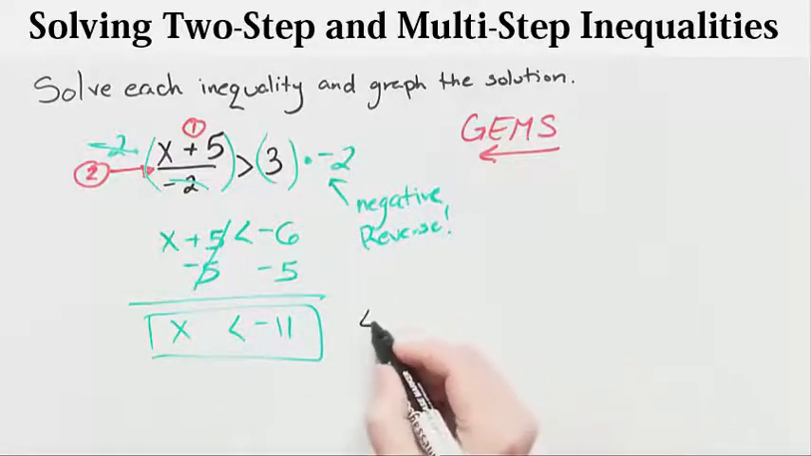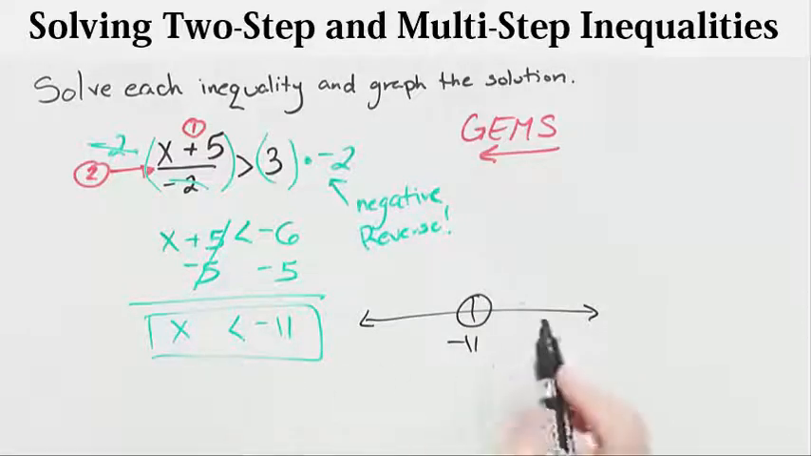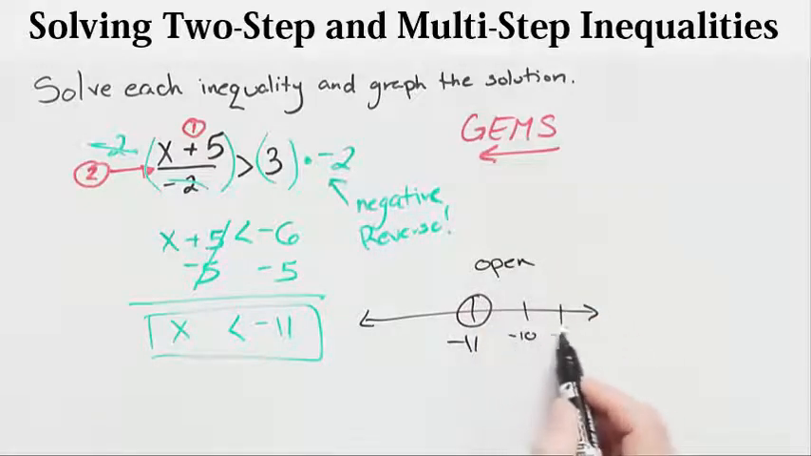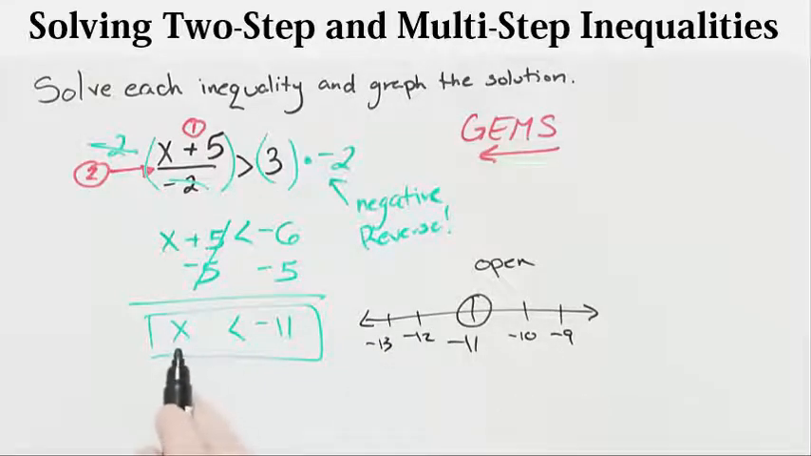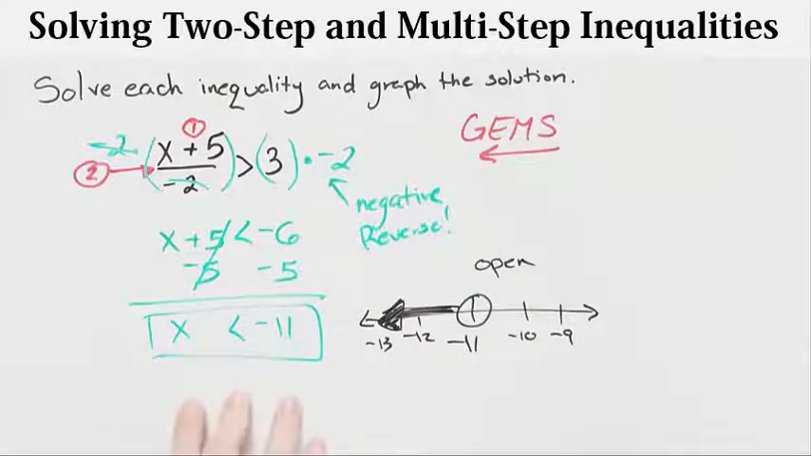So here's my number line. Negative 11 is the number in question. Not equal, so it is open. It is not colored in at all. I need a few numbers to the right, and I need a few numbers to the left. Remembering negatives are backwards, so be very careful. I need numbers smaller than negative 11. I know on negative numbers, the further you go to the left, the smaller they end up getting. So I know that I need to color in this direction. And I'm done. The answer is x is less than negative 11, and this is the graph. X is less than negative 11.